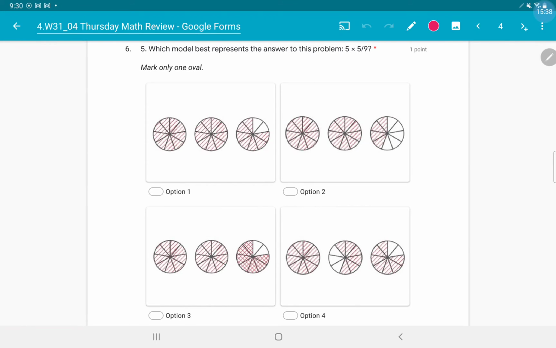All right, and the last problem. Which model best represents 5 times 5/9? So we know that if we have multiplication of a whole number times a fraction, we're really just doing repeated addition. 5/9 plus 5/9 plus 5/9 plus 5/9 plus 5/9.